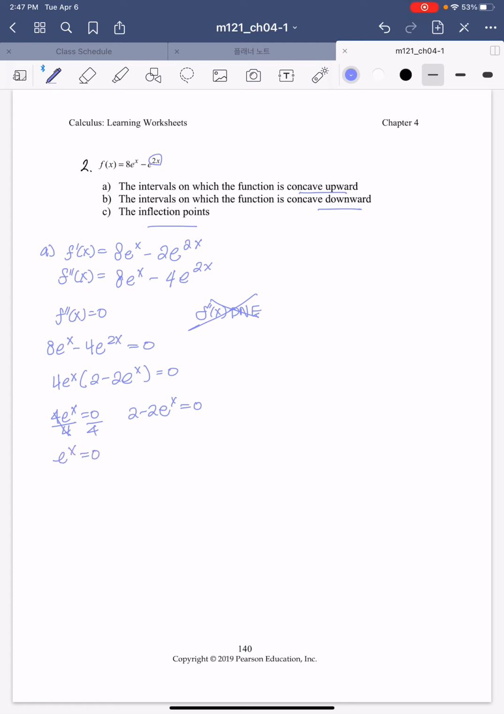This one, you know that anything raised to the e, I'm going to get a positive, and there's no way that I'm going to get a 0. So this one, we throw it away. There's no x value that will give you equal to 0. Here, let's add 2 to the e to the x, both sides.